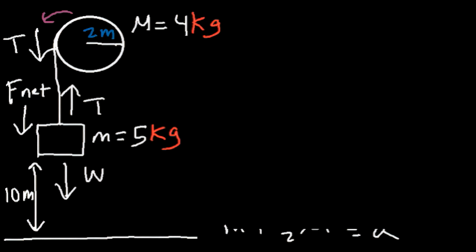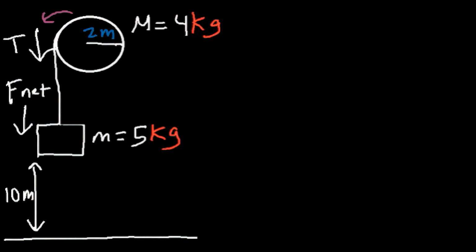So now let's calculate the acceleration using conservation of energy. Now, what forms of energy do we have initially? The pulley doesn't have any rotational kinetic energy. It's not spinning, and it's not going to fall down. It's fixed in place. So because it doesn't have the potential to fall, it doesn't have gravitational potential energy. The block has potential to fall, and so it has stored gravitational potential energy. So that's the only form of energy that we have initially.